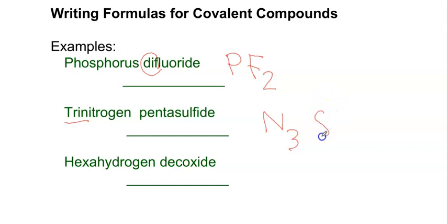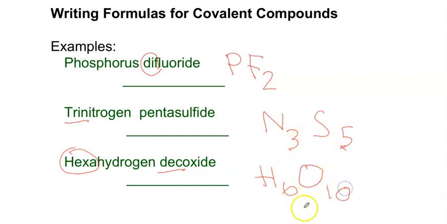Pentasulfide. S5. Penta is 5. Okay, hexa, meaning 6, so H, 6. Decoxide. Deca, again, is 10, but we drop the A because they just don't go well together in English, so we'll say O with a 10. Now, this one we could potentially reduce, but again, because it's a covalent compound, we do not reduce. We do not reduce, so we are not going to simplify.